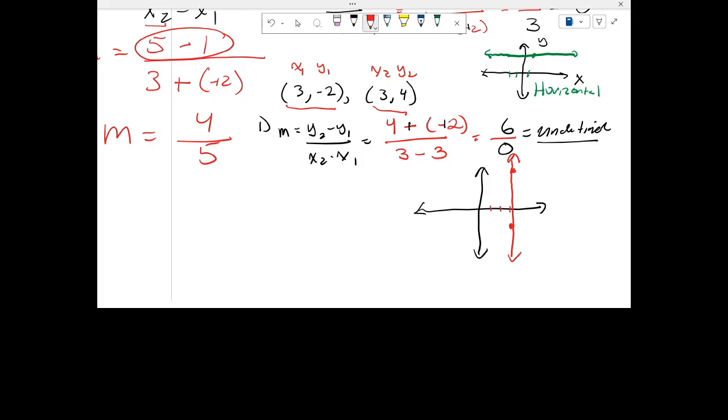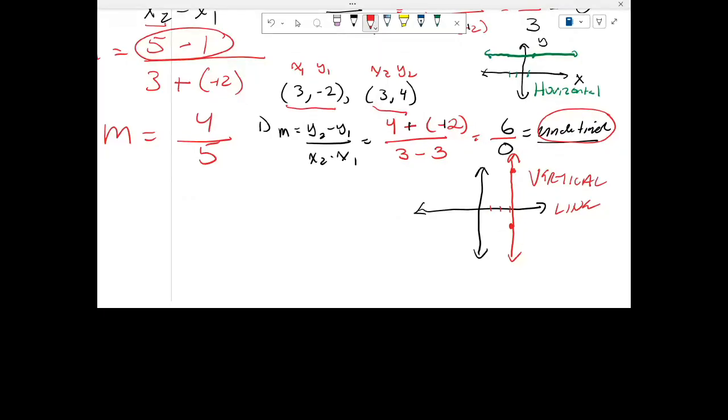up? Guys, that line's going both up and down, right? So if a line has an undefined slope, that is what we call a vertical line.